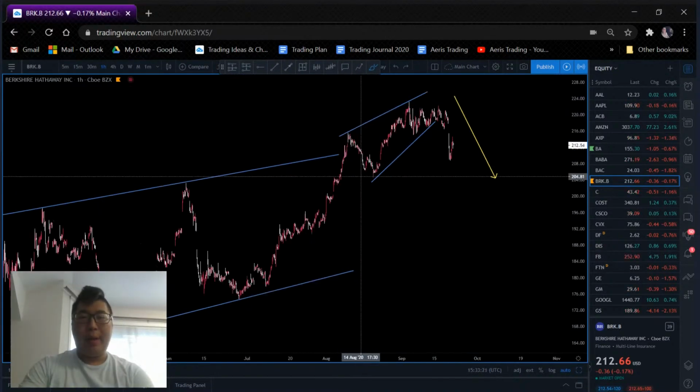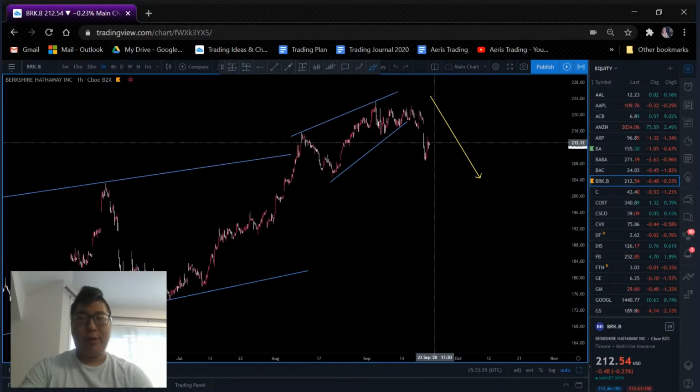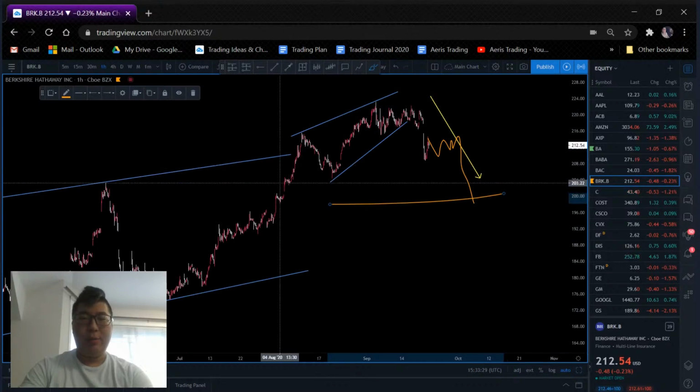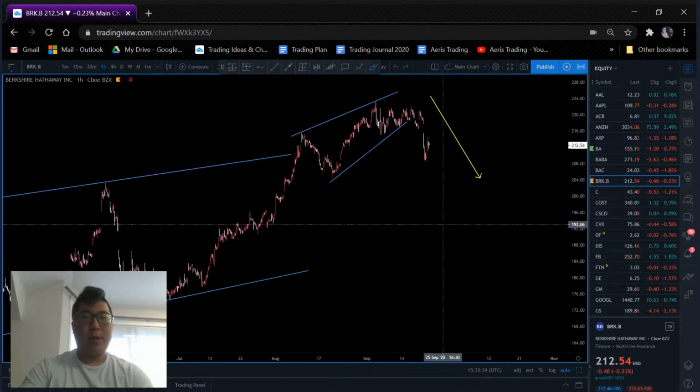And then we had this price pushing to the upside. And if we had that bearish push to the downside, a lower time frame correction would be ideal to push the price lower. And then this becomes a head and shoulder pattern like this. Okay, so that's Berkshire Hathaway.